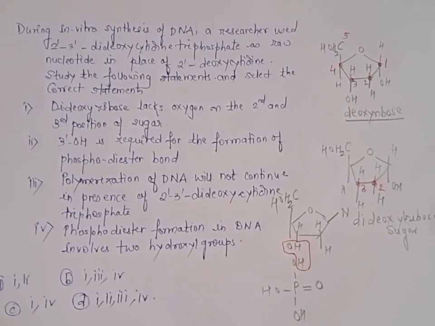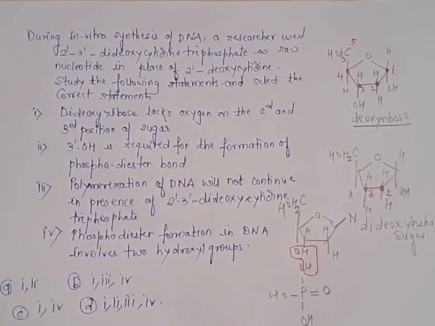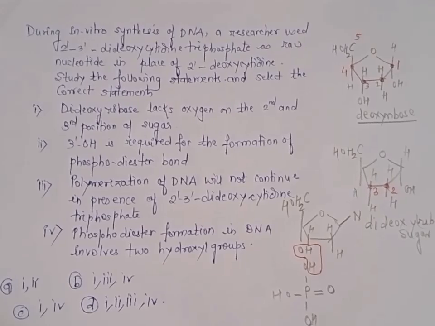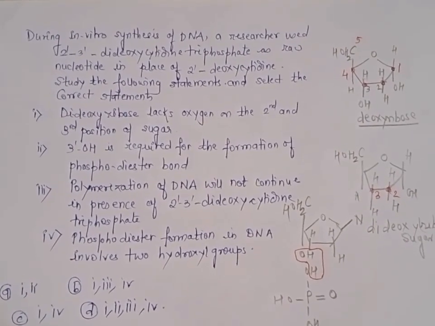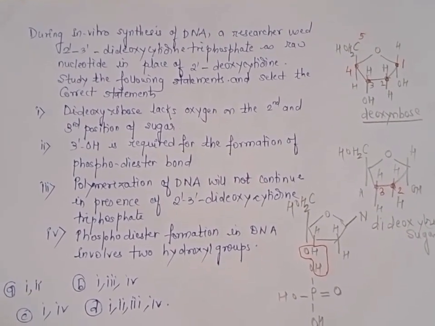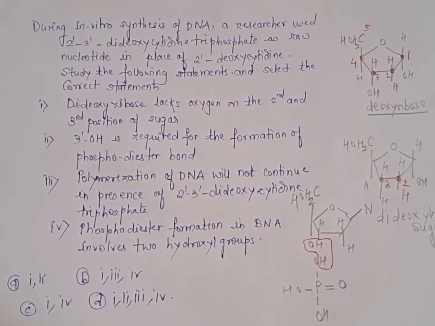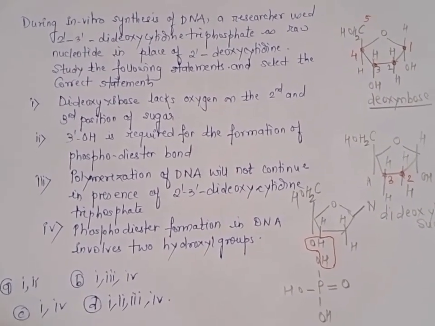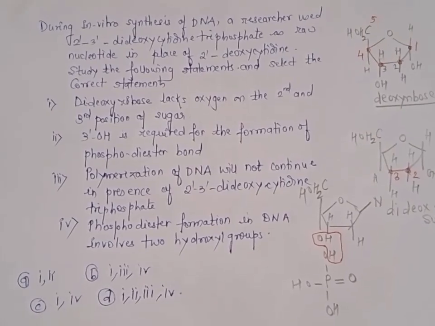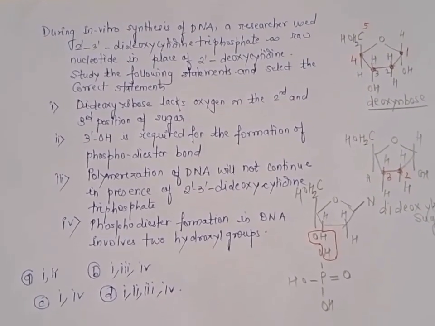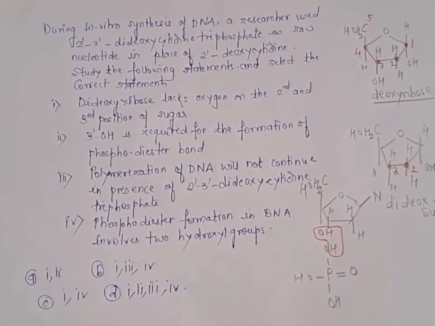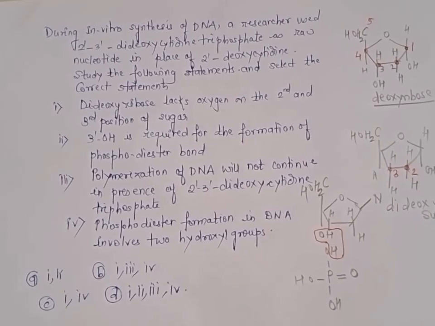During in vitro synthesis of DNA, a researcher used 2,3-dideoxycytidine triphosphate as a raw nucleotide in place of 2-deoxycytidine. Study the following statements and select the correct statement. Now, dideoxyribose lacks oxygen on the second and third position.